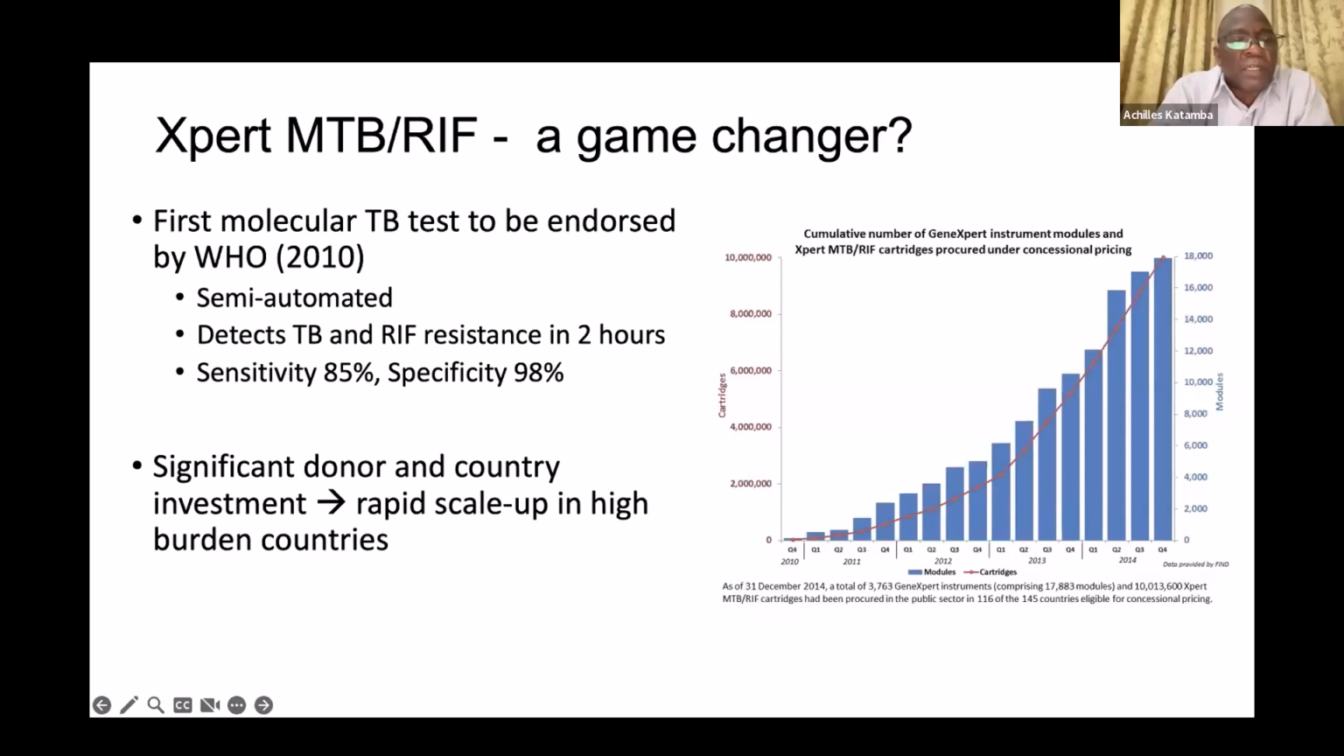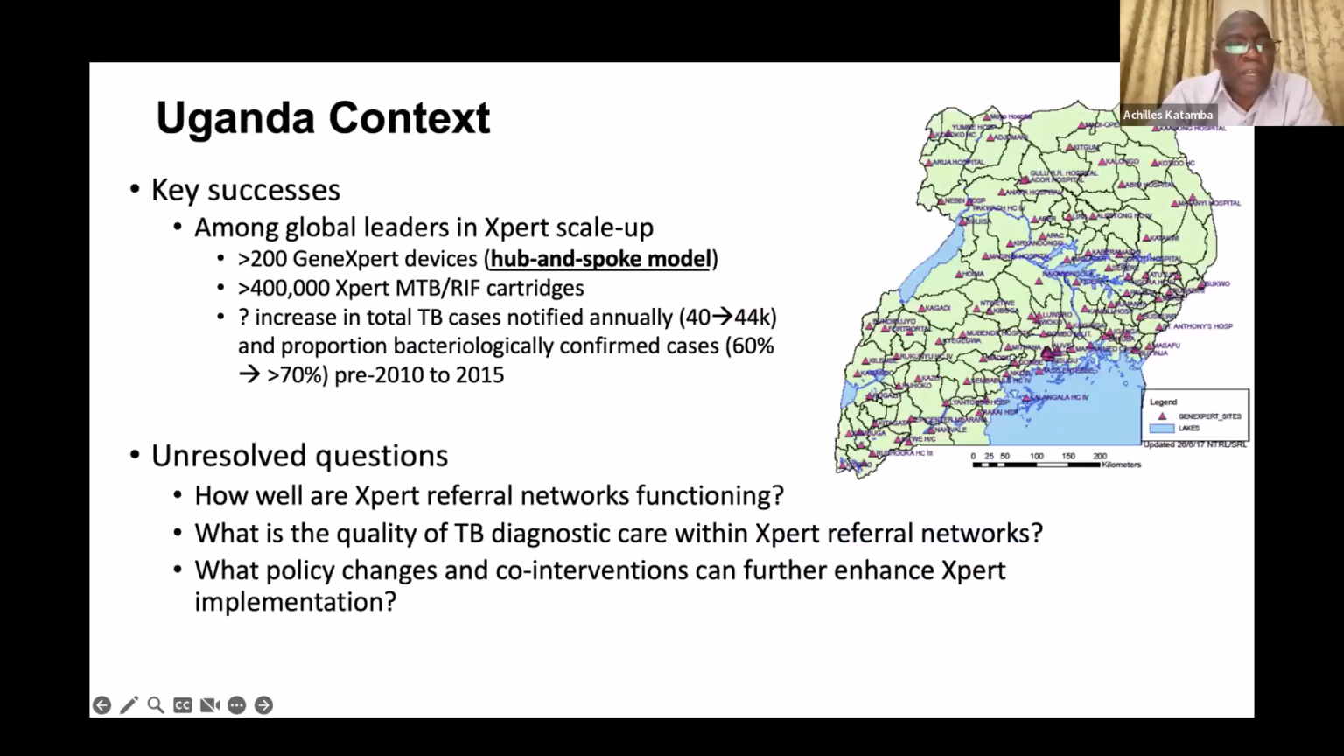And there was significant donor and country investment and scale up. As you can see there, the scale up of cartridges and the scale up of modules really went high in a few years. And this was done a lot in developing countries, and in particular, South Africa was one of those countries which did a lot. But this story was not very different from my country, Uganda, as I will show you. So in Uganda, as a country, we did a lot through donor funding and support to expand. You can see that those red dots are where Xpert is distributed in the country.